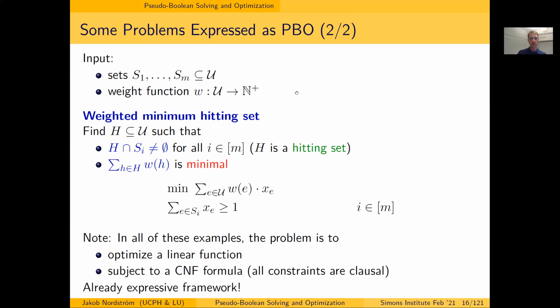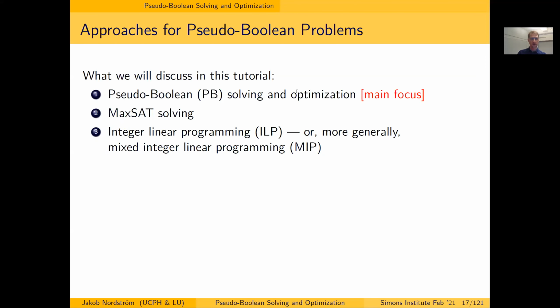It's worth noting that, in fact, all of these examples that I gave are even more restricted than general pseudo-Boolean optimization problems. Here we're asked to optimize a linear function subject to just a CNF formula, because all the constraints we see are just clauses. So already this is quite an expressive framework, although in general, of course, it might be that the constraints should also be general pseudo-Boolean constraints.